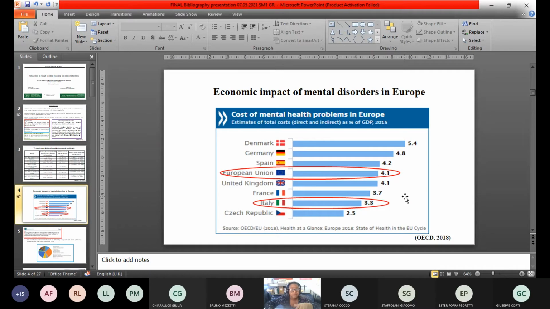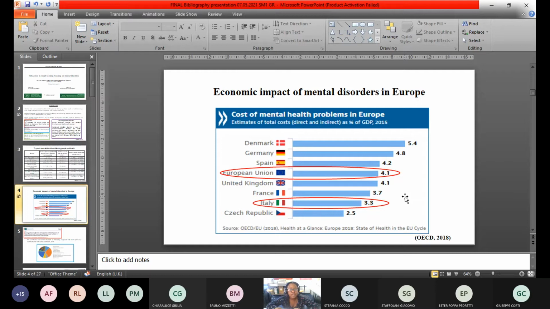And the mental disorders can have an economic impact in the world, or specifically in Europe. For my focus, I chose to focus on Europe. And looking at this graph that was done by the OECD in 2018 using data from 2015, it can be noted that Italy has 3.3% of the GDP being put towards mental health problems. So the cost is 3.3, which is comparable to that of Europe, which is 4.1.